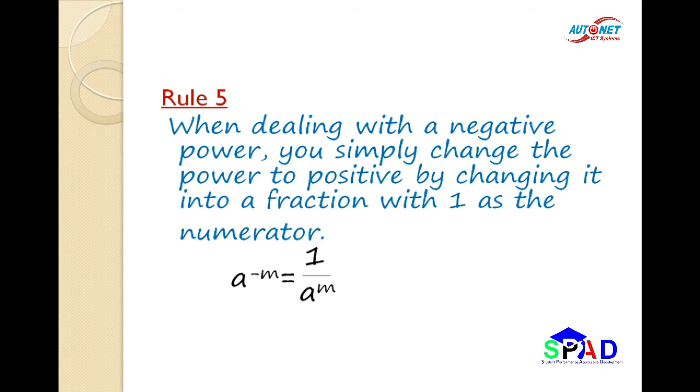So if I would have, for example, a to the power m, that's simply the same as 1 over a to the power minus m. You always negate the power. For example, when you write 8 to the power minus 3, that is the same as 1 over 8 to the power 3.